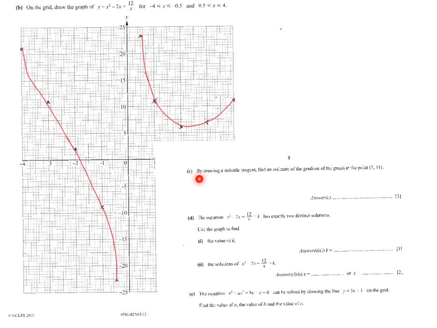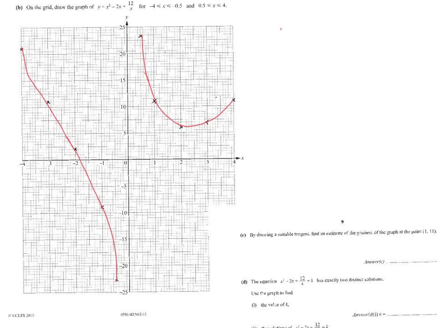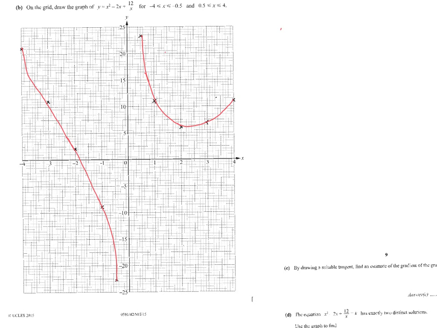The first question, and these are questions you are expecting to get. So let's go for it. By drawing a suitable tangent, which is a touch line, find an estimate of the gradient of the graph at point (1, 1). So I have to draw a suitable tangent at (1, 1), and then I have to use the tangent to calculate the gradient.